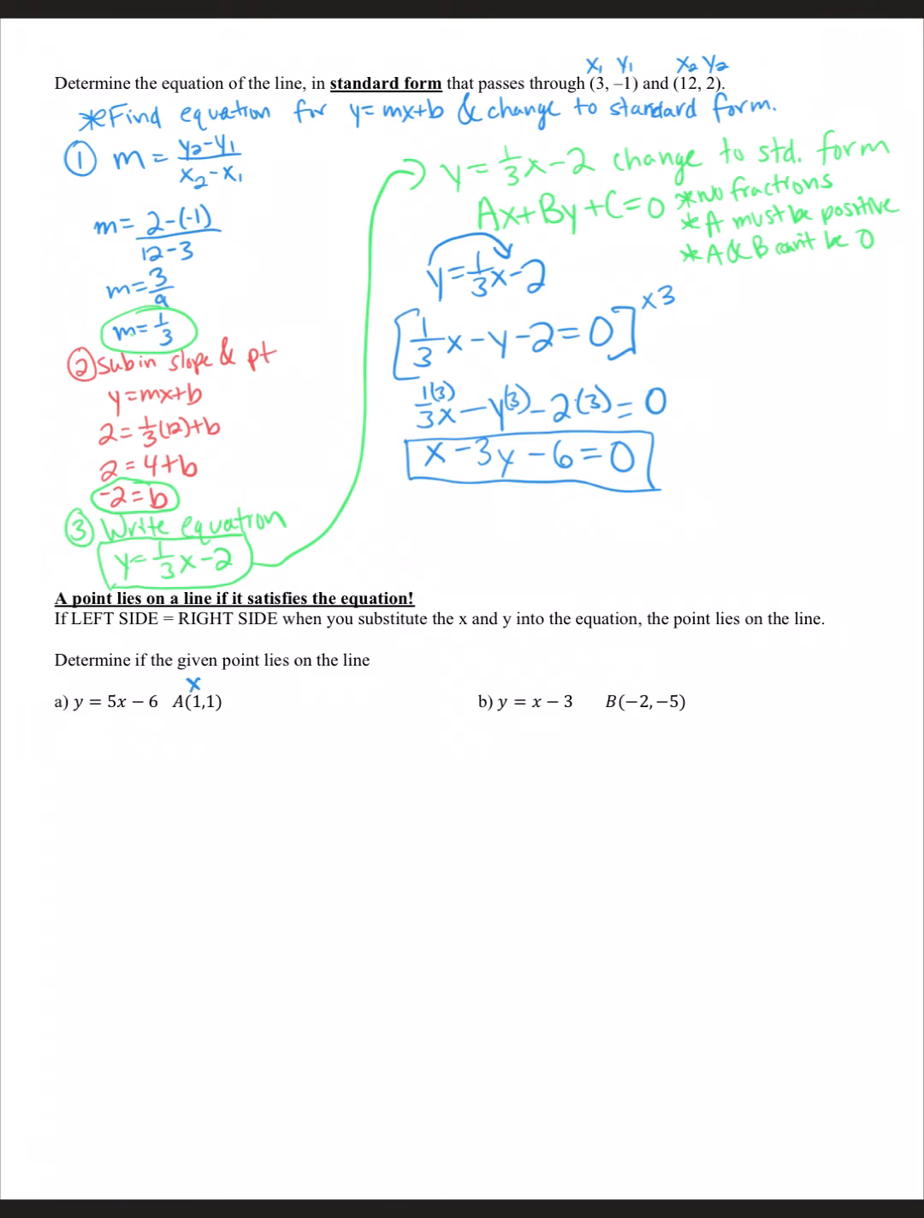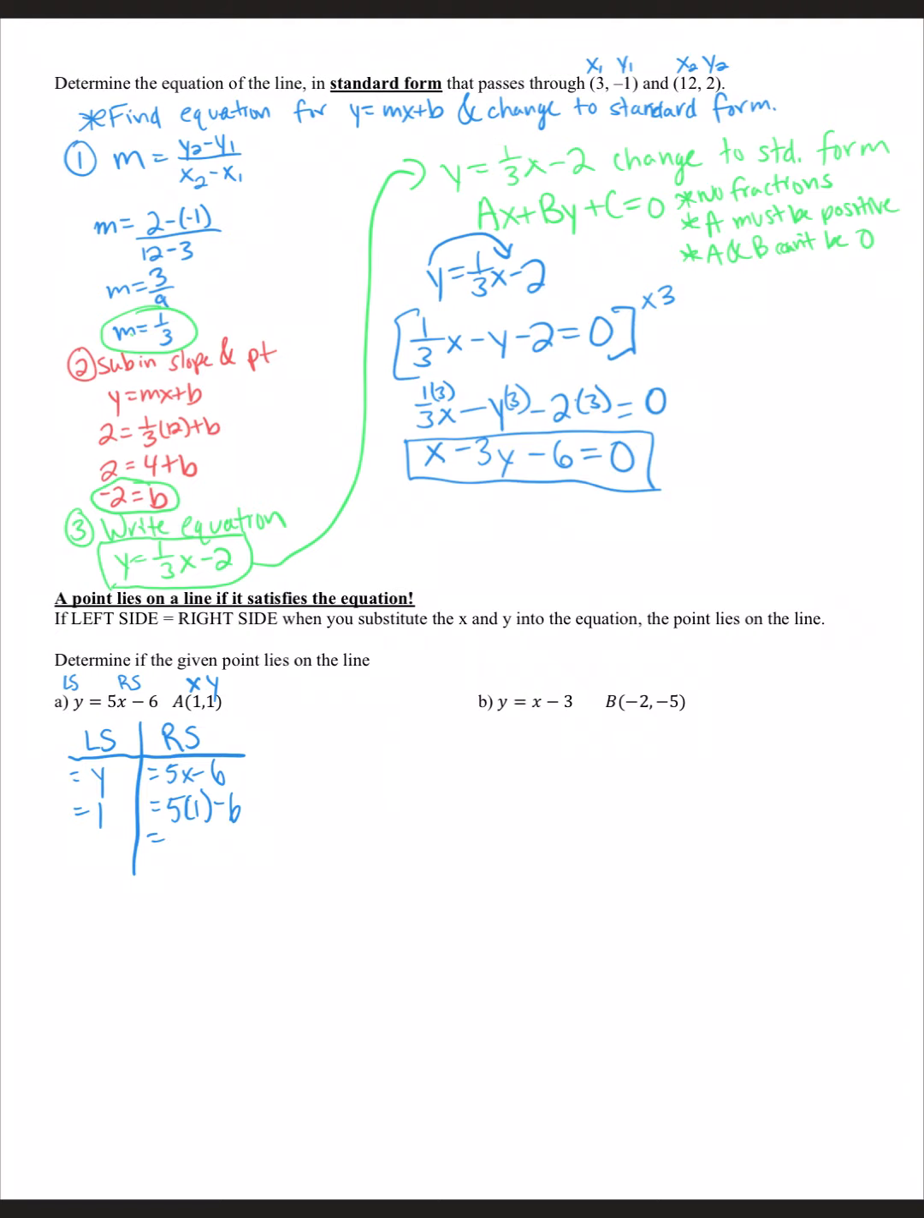So remember, in a point we have x, we have y, and we're going to set up a left side, right side chart. So we're going to say we have the left side of our equation and we have the right side of our equation on this chart. And if we look at our equation, the left side of my equation is the y, and the right side is that 5x minus 6. So that's what's going to go in our table, okay? Our left side is y, and our right side is 5x minus 6. And then we'll just substitute in those values for x and y. So for y, I'm substituting in a 1, and for x, I'm also substituting in a 1.